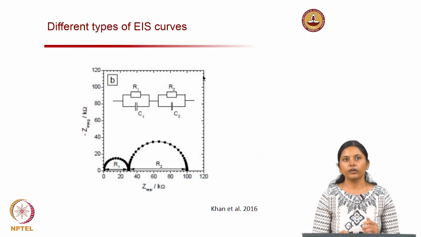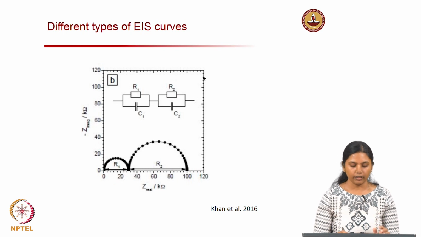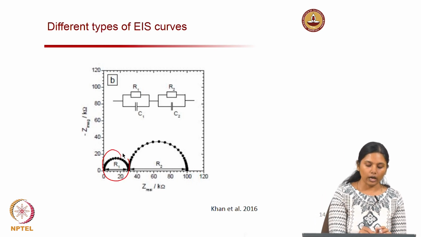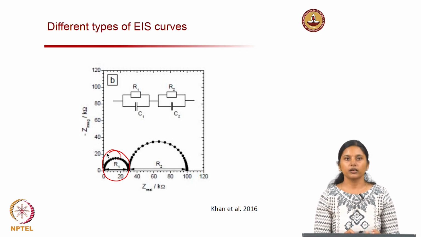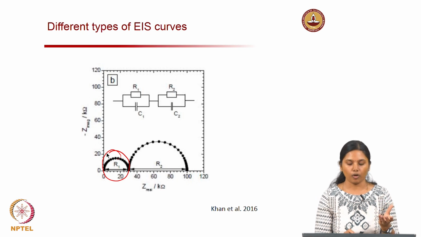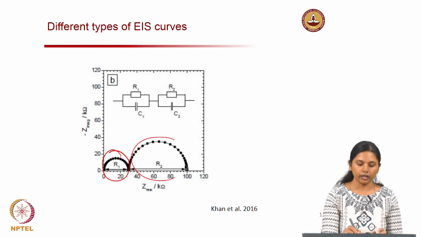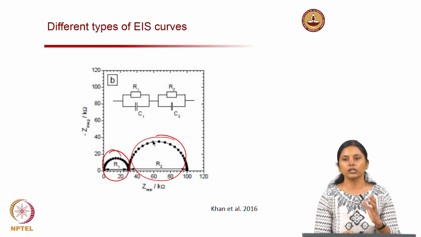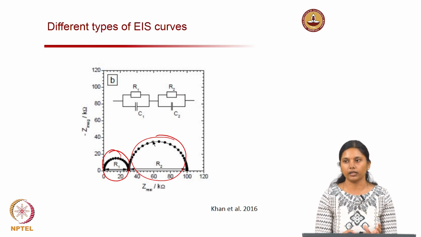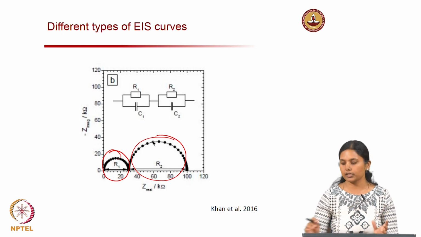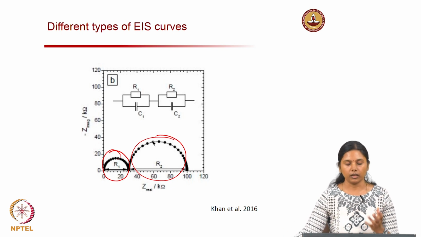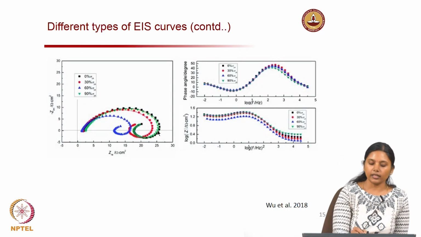These are the different types of EIS graphs you can get. If you get only one RC element, that means you have only one kind of double layer that is forming, and if you have different RC elements, that means your system is behaving differently. So, depending on the system, the nature of the EIS curve will differ. So, this is another typical example.